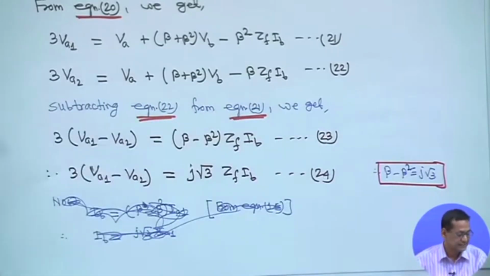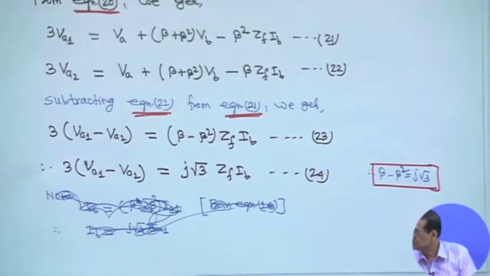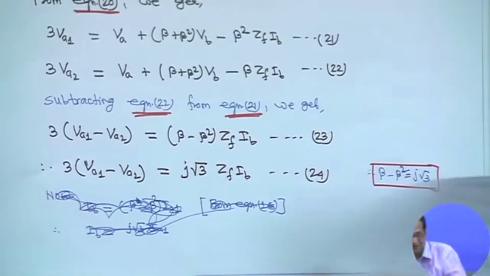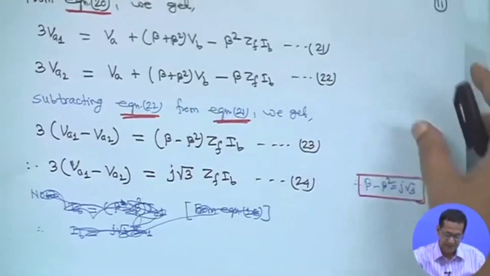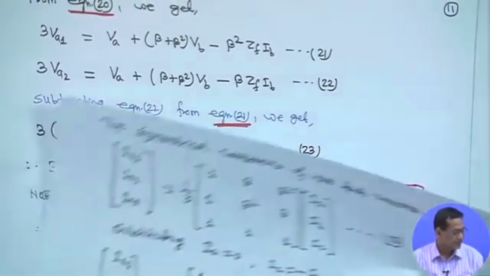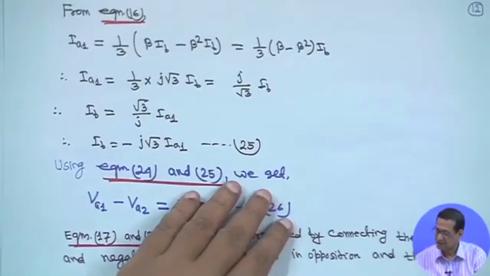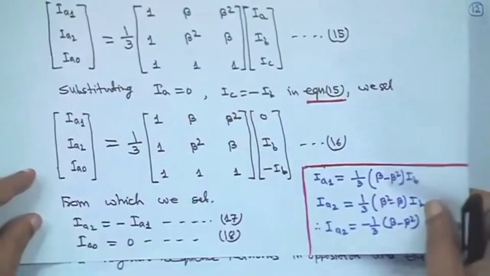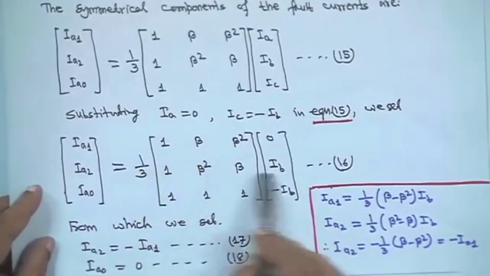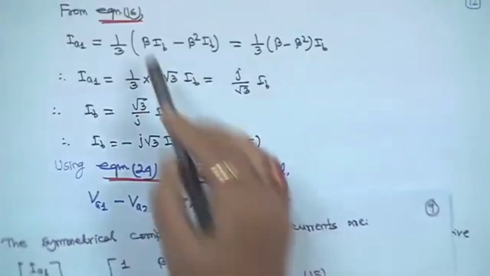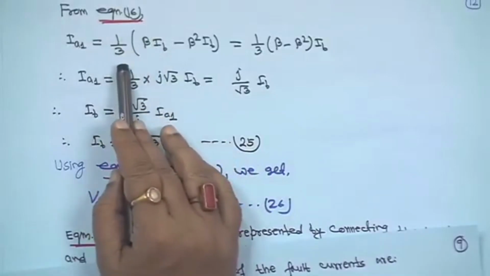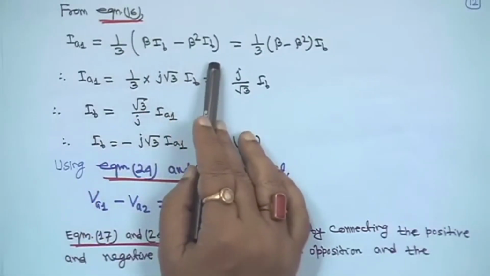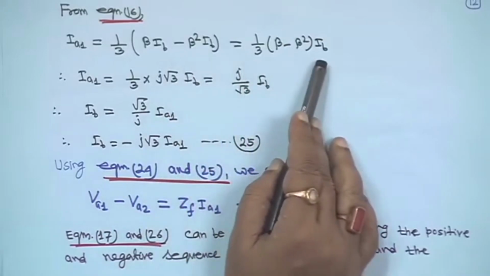Therefore, from equation 16, again I have to go back to equation 16. From equation 16 we can write that IA1 is equal to 1/3 (IA0 is 0), then beta IB minus beta square IB, which is equal to 1/3 (beta minus beta square) into IB.